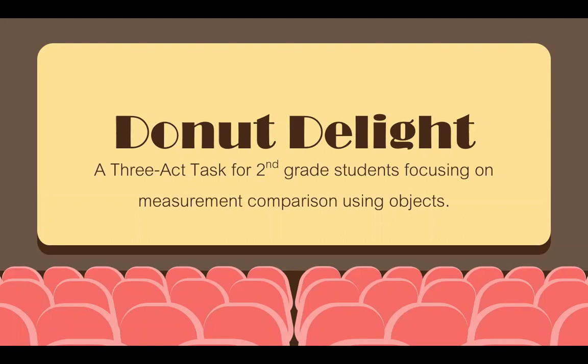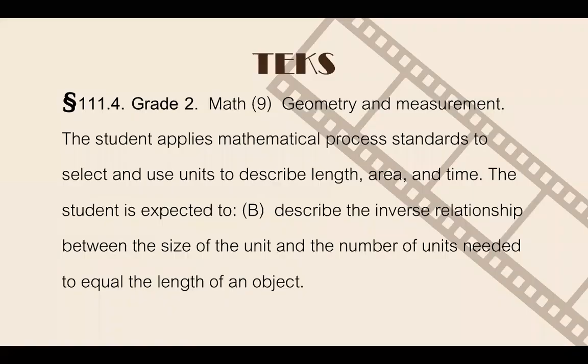Howdy. I'm going to talk you through a 3-act task today for second graders, focusing on measurement comparison using different objects. The TEK that we're going to use today is 2.9b. The students will need to describe the inverse relationship between the size of the unit and the number of units needed to equal the length of an object.